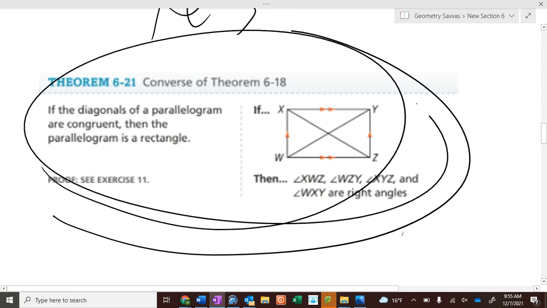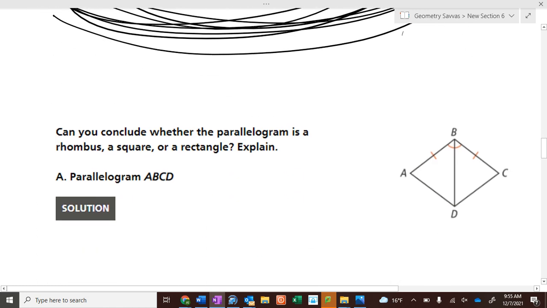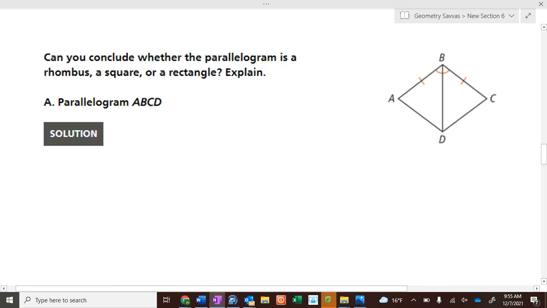This says if the diagonals are congruent, then it's a rectangle. All right. Is this a square, a rectangle, or a rhombus? Rhombus, because you're told that it's a parallelogram. And when you know it's a parallelogram, opposite sides are congruent. So this makes this, and this makes this. So all 4 sides are congruent. And this diagonal is bisected, but it doesn't say anything about this. So you're going to say that it's a rhombus.